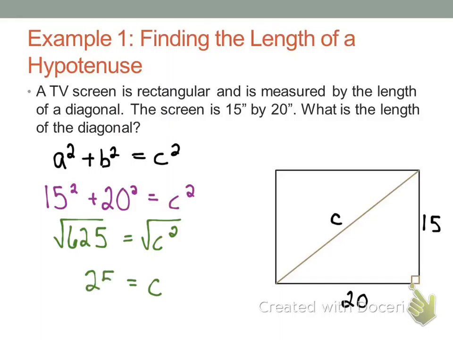25. Now, the question is, is it positive and negative or is it just one or the other? Here's the answer. Because I'm finding a measurement. Typically, like the other day when you solved equations, all of your answers were positive and negative. You guys remember that? Now here, the reason it's not is because you cannot have a negative measurement. Could you have a negative inch on your TV? Well, no. So with the Pythagorean Theorem, there are no negative answers, so my answer is just 25.